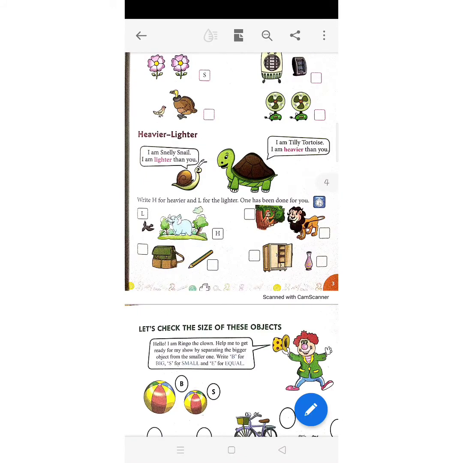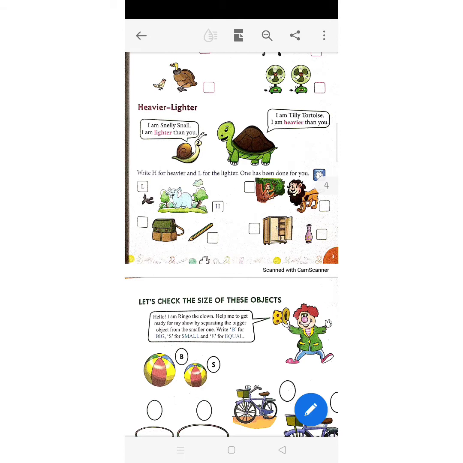Heavier and lighter. When we have objects that are difficult to lift or move, it is called heavier. Whereas when objects are easier to lift or move, then it is lighter. Let's see. Yo, I am Snaily Snail. I am lighter than you. I am Tilly Tortoise and I am heavier than you. So in this conversation, the snail is saying to the tortoise that it is lighter than the tortoise. Similarly, the tortoise is also saying to the snail that yes, he is heavier than the snail.